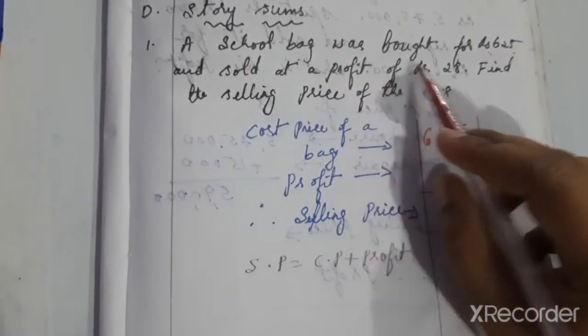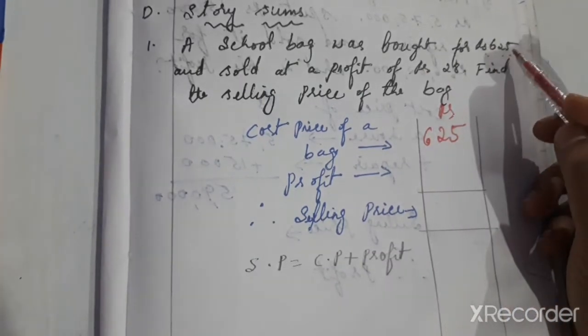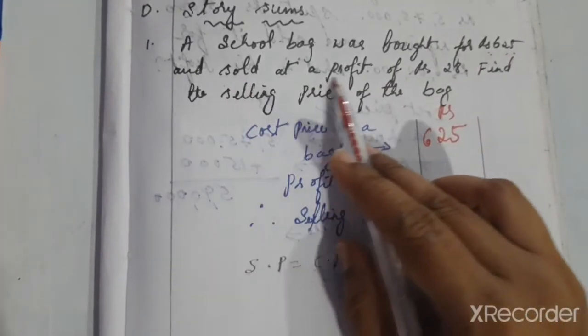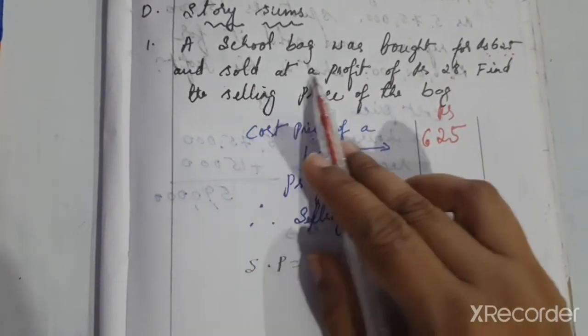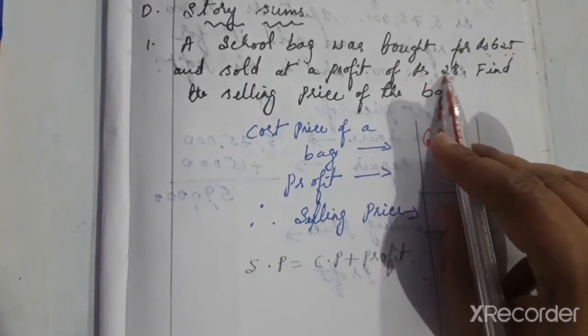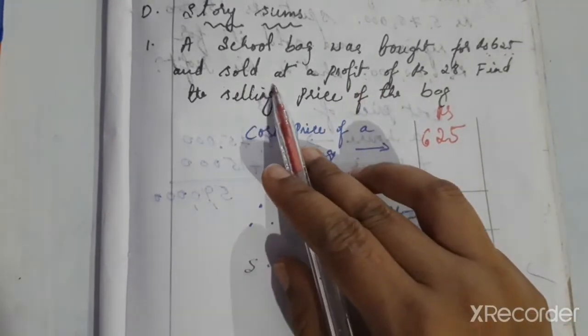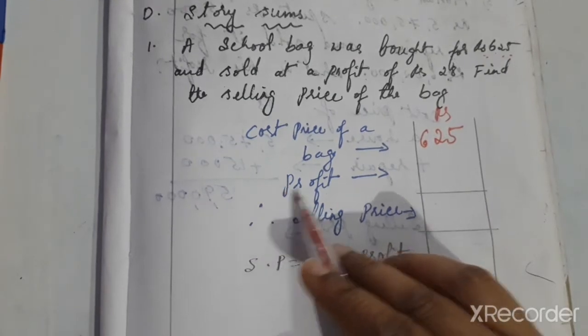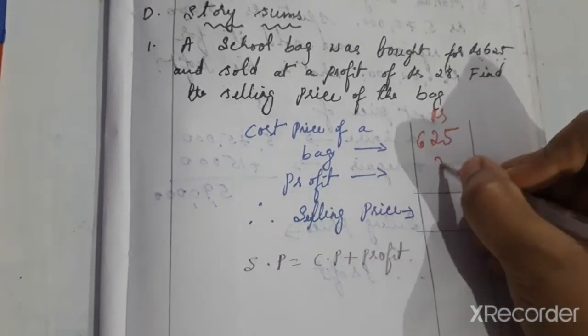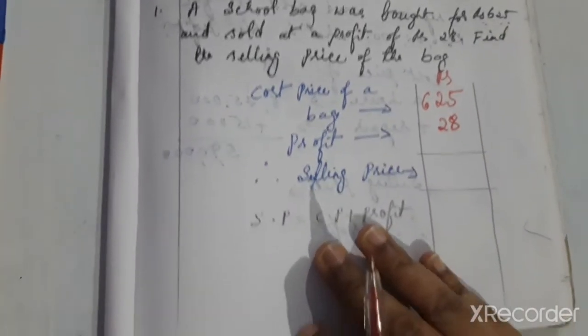A school bag was bought for rupees 625. So this is the cost price, and sold at a profit of rupees 28. Here the selling price is not mentioned. Profit of rupees 28, so this is profit, not selling price. Therefore, profit is given in the question: 28.